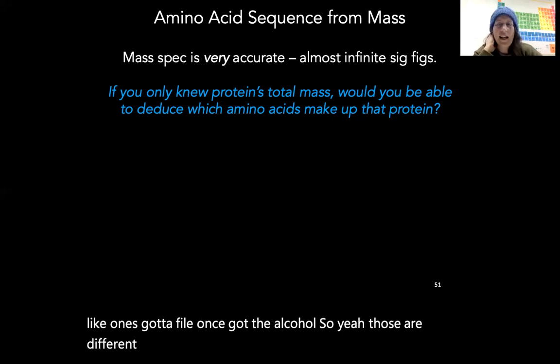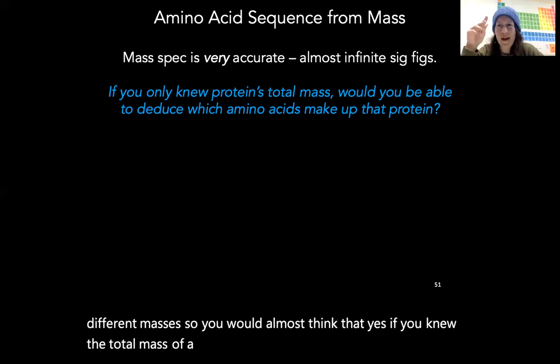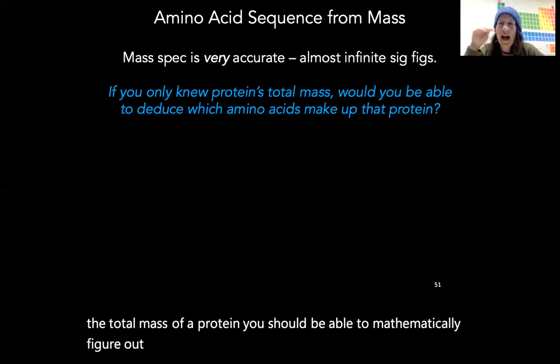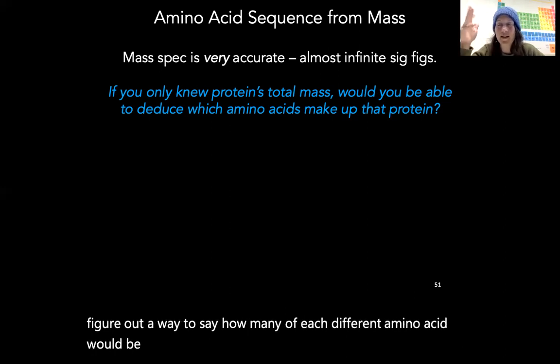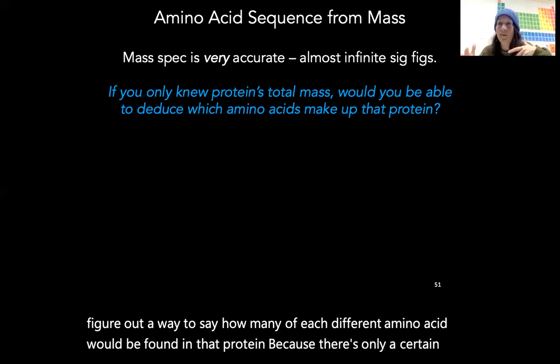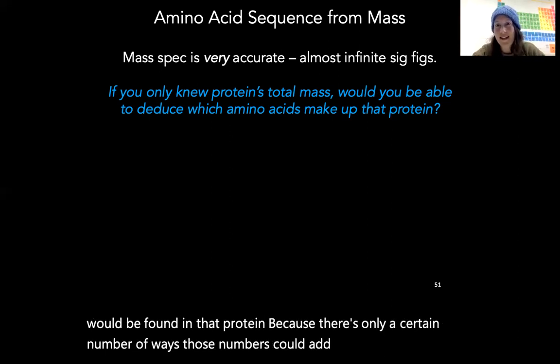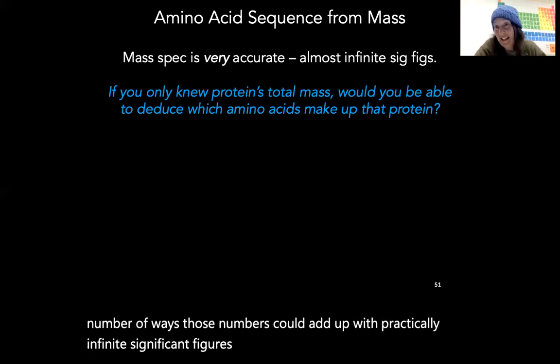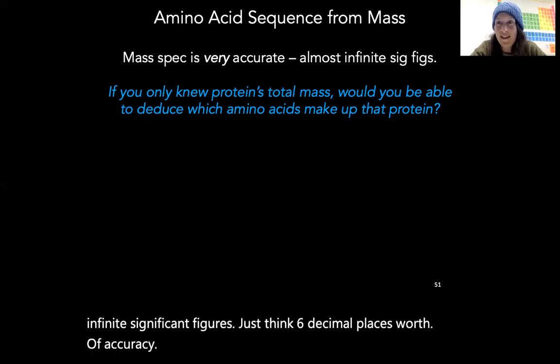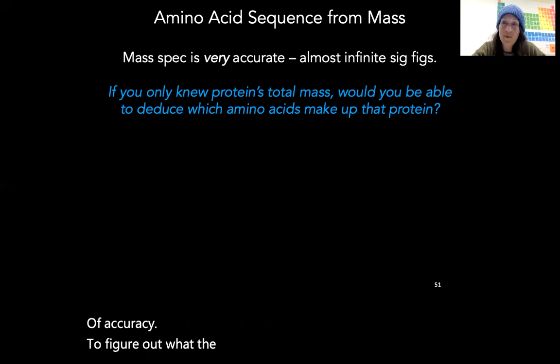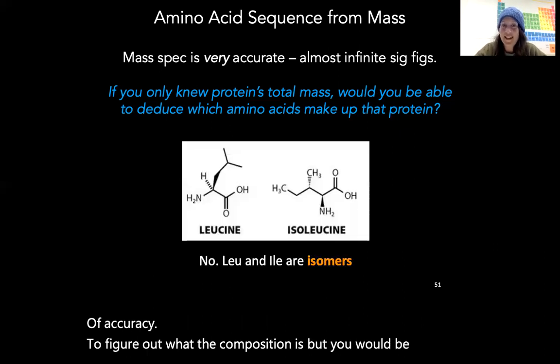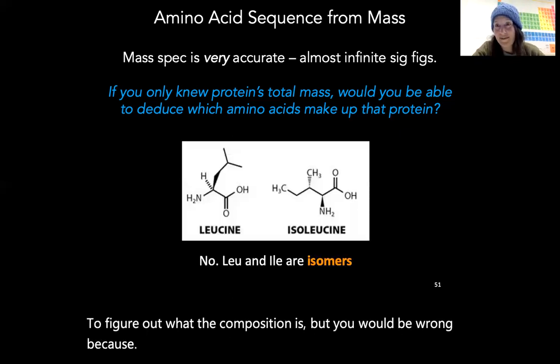So you would almost think that, yes, if you knew the total mass of a protein, you should be able to mathematically figure out a way to say how many of each different amino acid would be found in that protein, because there's only a certain number of ways those numbers could add up with practically infinite significant figures, you know, like just think 6 decimal places worth of accuracy to figure out what the composition is. But you'd be wrong because of leucine and isoleucine.